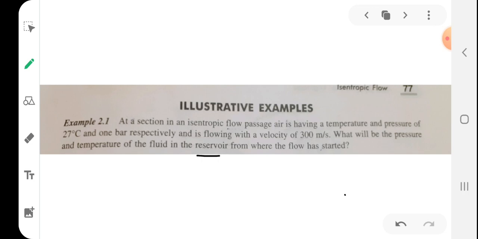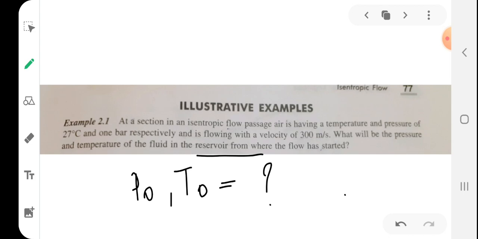The students note this word reservoir. So reservoir pressure and reservoir temperature. So what is that? That is nothing but stagnation pressure and stagnation temperature only. So P0 and T0 are unknown. Those things have to be found out. So P0 and T0 have to be found out.